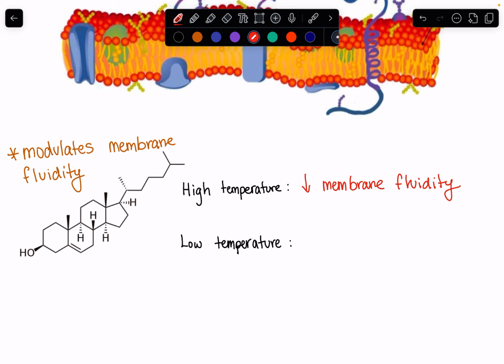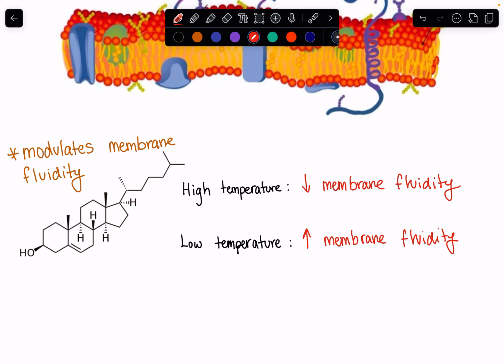Now, on the opposite end, when we have low temperatures, we're in freezing temperatures, it's wintertime, December, January time, and it's freezing, what is this cholesterol going to do? It's going to do the complete opposite. It's going to increase membrane fluidity. The reason behind this is because we don't want the plasma membrane to freeze up and solidify. We want it to remain fluid. That's the key word for today, fluid, right?